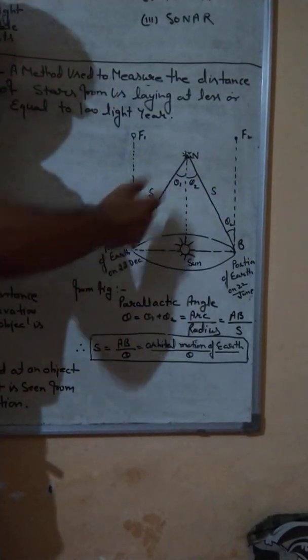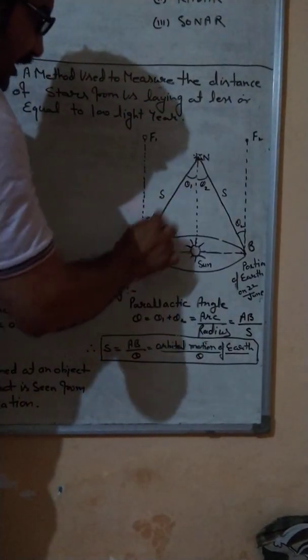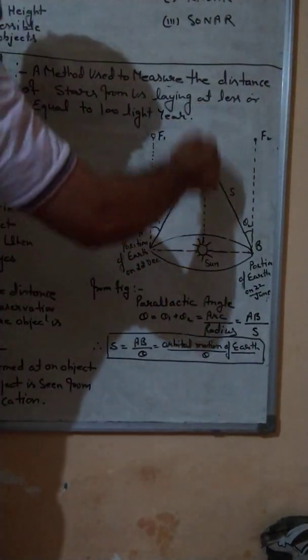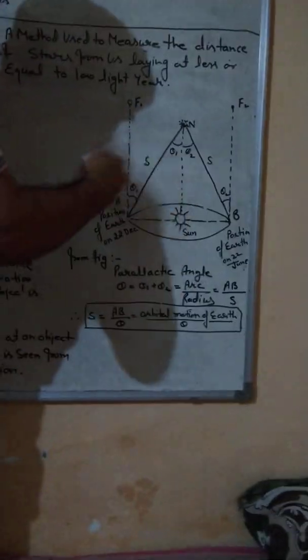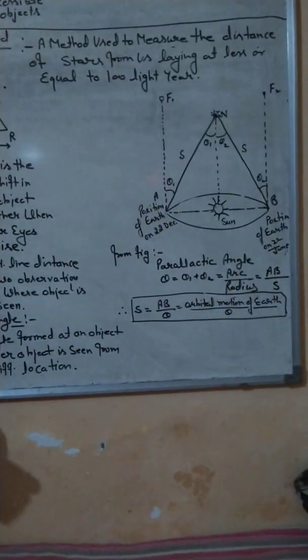Both are equal, because both are alternate interior angles, because these are two parallel lines and there is a transversal line, and the transversal line cuts two parallel lines, then the opposite side angles are called alternate interior angles.